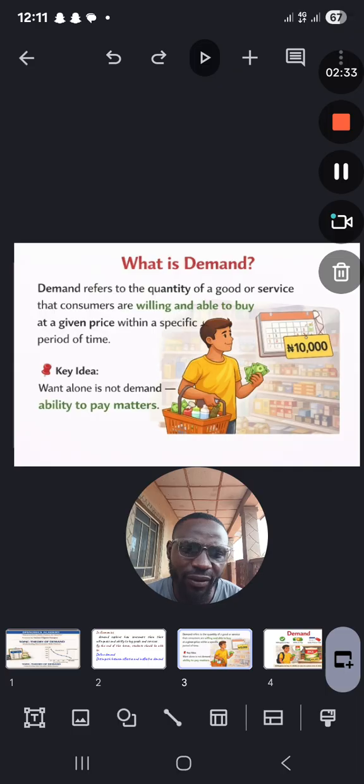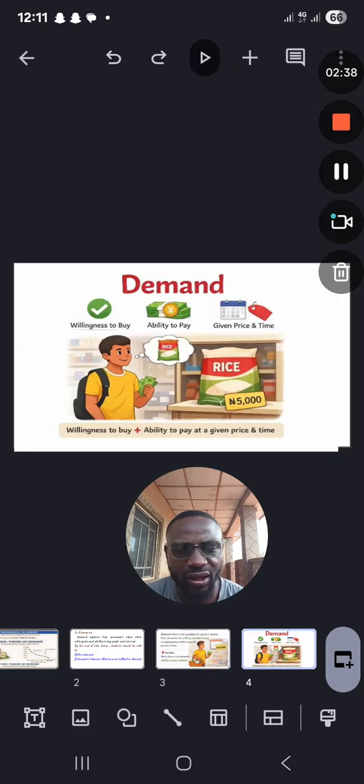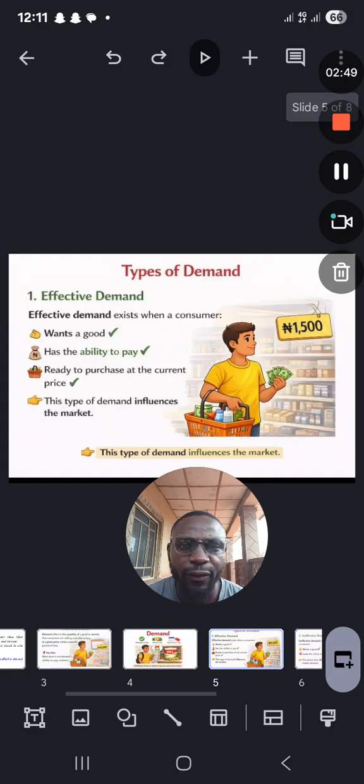Now, demand can be effective and ineffective, okay? Demand can be effective and ineffective. From our slide here, we have willingness to buy, ability to pay, given price, and time. That is the definition of demand, right? Now, effective demand: we can say demand is effective when a consumer or a customer or an individual fulfills these four key terms of the definition of demand. When a consumer can fulfill these four key terms, then we can say demand is effective.